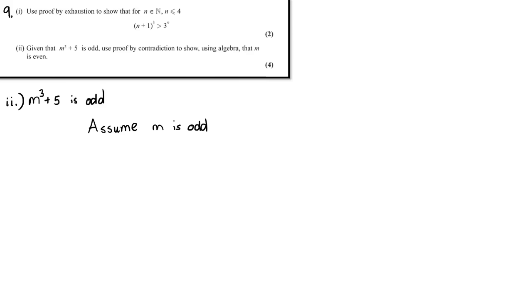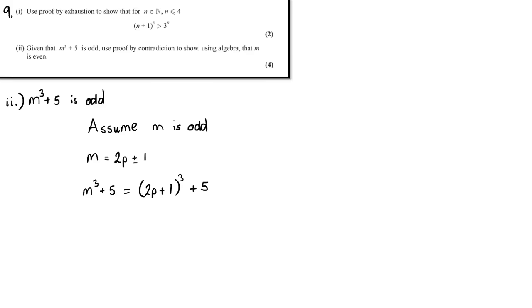So if m is odd, then we can define m as being equal to 2p plus or minus 1. It's up to you whether you do plus 1 or minus 1. Doesn't matter, but just for clarity here, you can have either case. So what we're saying then is m cubed plus 5 is odd. But we know m is equal to 2p plus or minus 1. I'm going to take it as plus 1 here. So this is equal to 2p plus 1 all cubed. That's m cubed there. And then we need to add 5.